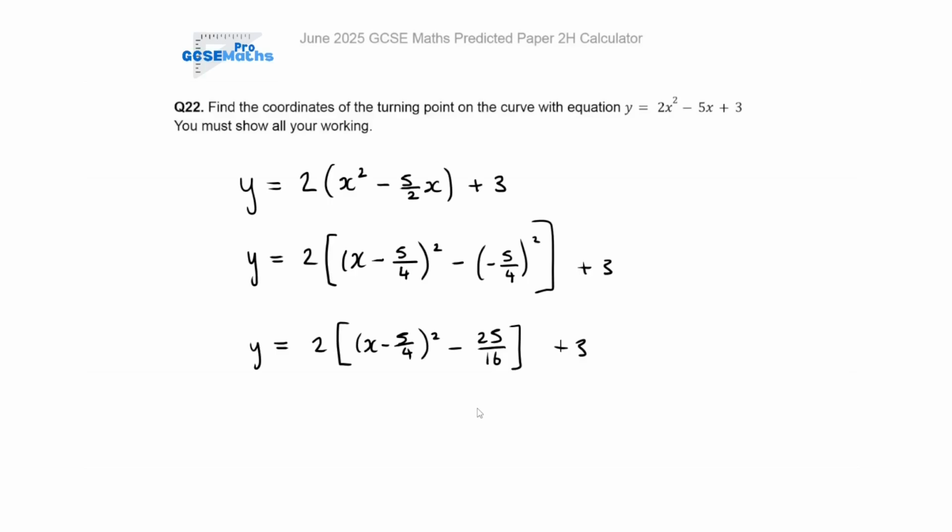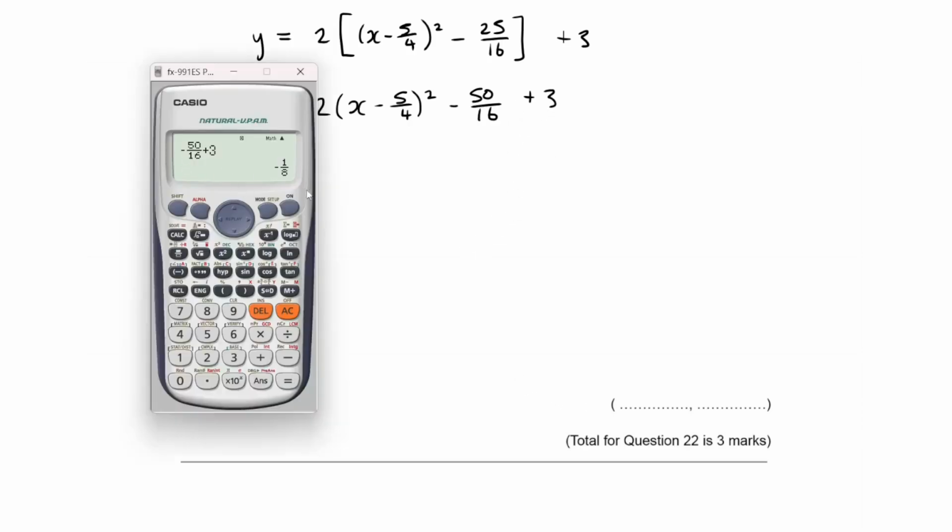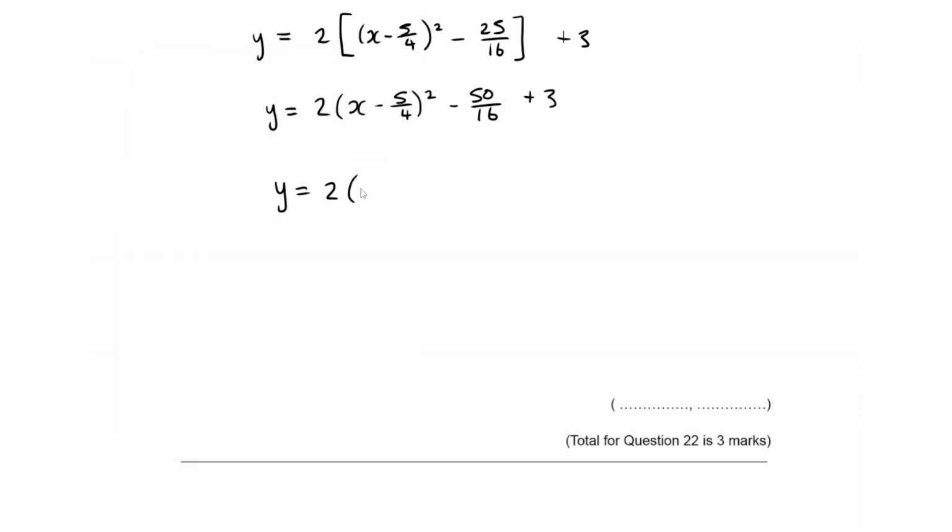Plus 3. Now I'm going to expand out the square bracket, so multiply all of this by 2. So I've got 2 and then brackets x minus 5 over 4 squared. And then also I need to times this fraction by 2, so that would just be 50 over 16. Now I know you can obviously put it in the calculator and get a simplified version, but I'm just writing it like that for now. Then all I need to do is just put these together in my calculator. So as you can see, I've got minus 1/8. So y is 2 brackets x minus 5 over 4 all squared minus 1/8.